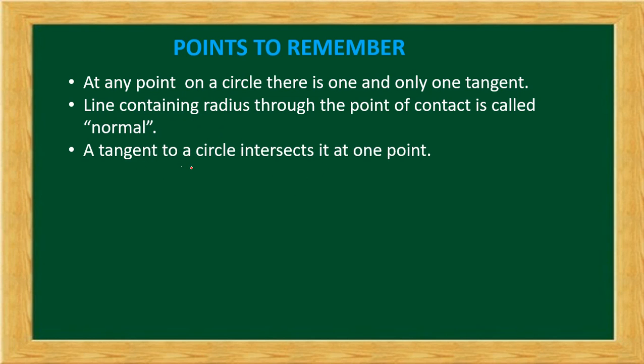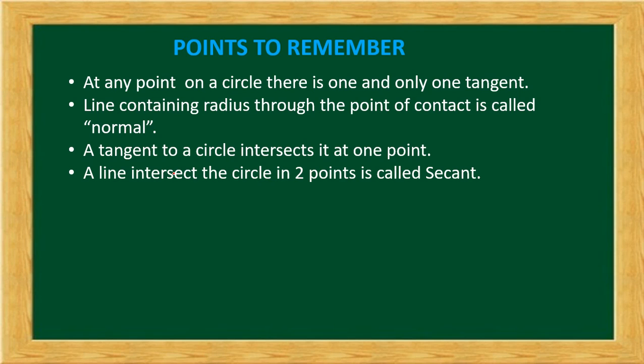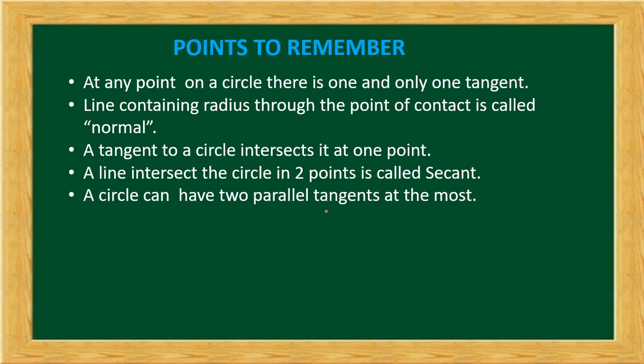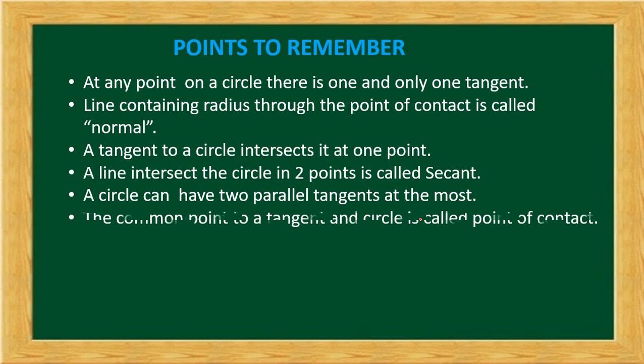Now the third point: a tangent to a circle intersects the circle at one point. The definition itself says the tangent touches the circle at one point. Now the next point we have to remember is that a line which intersects the circle in 2 points is known as a secant. A circle can have 2 parallel tangents at the most. So only 2 parallel tangents at a time we can get for a circle, not more than 2 parallel lines for the tangents.